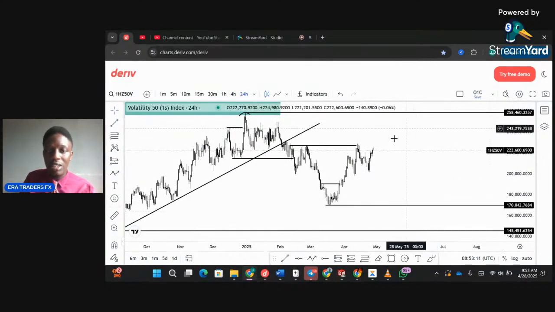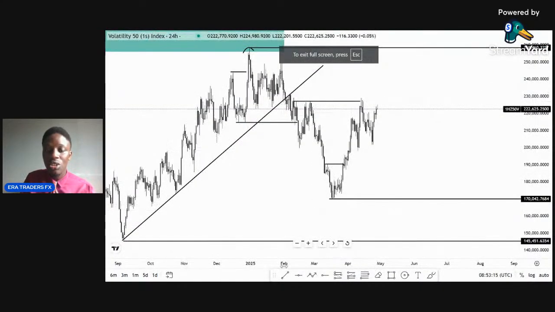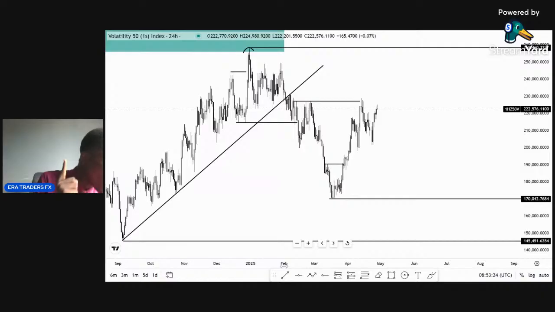So if you look at this, market has not really given us a change of structure on this time frame. That's why I say, if you are looking at structure, look at structure from one time frame. This thing I'm saying is very important. Look at structure from one time frame.